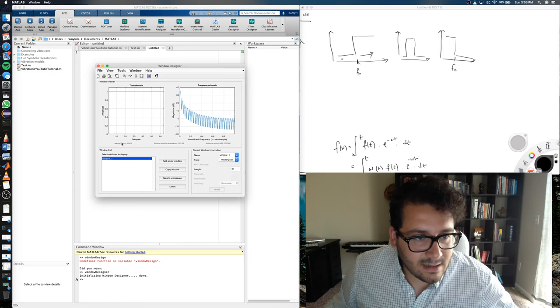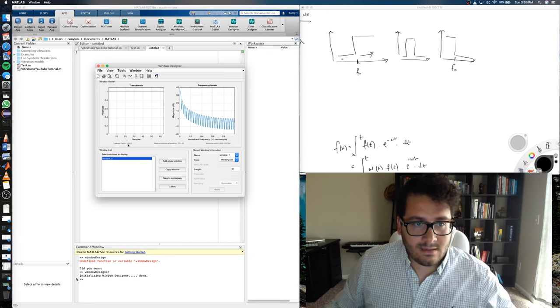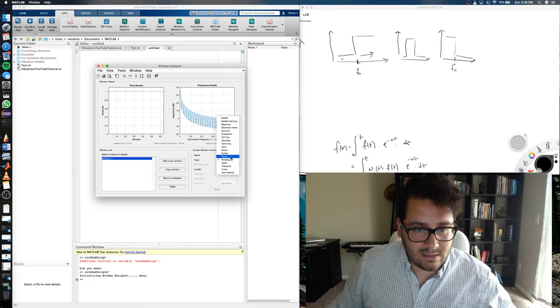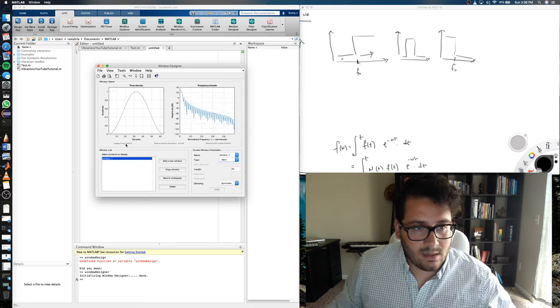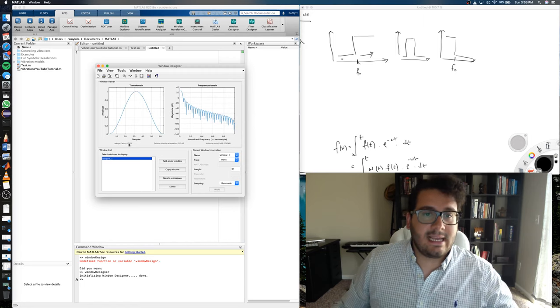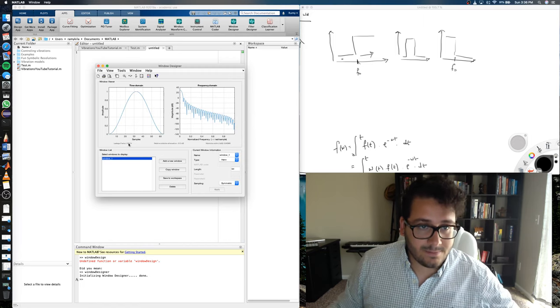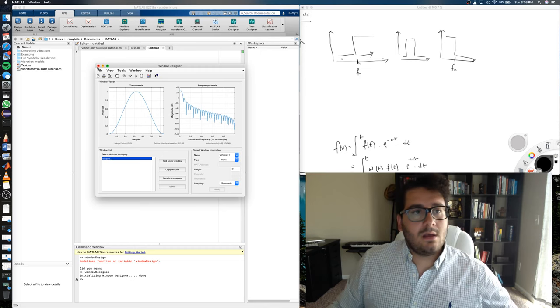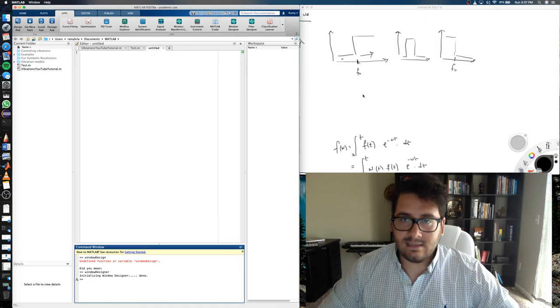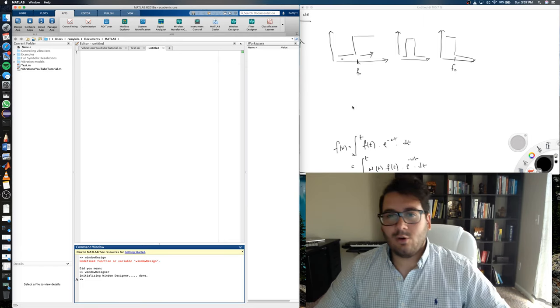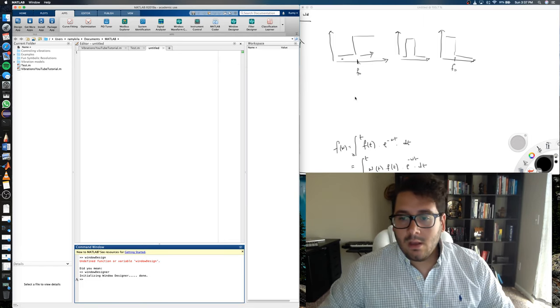You can see here that the leakage factor is 9%, so it's a high leakage factor. Whereas if I went to Hamming, let's look at Hamming, you can see that the leakage factor is significantly reduced. Okay, so I thought this was a cool way to visualize it and see it right away, better than my horrible drawings.